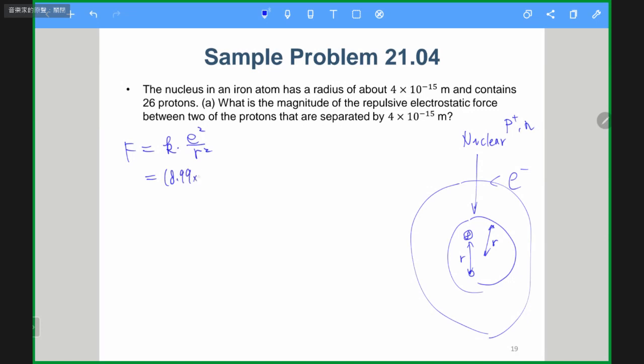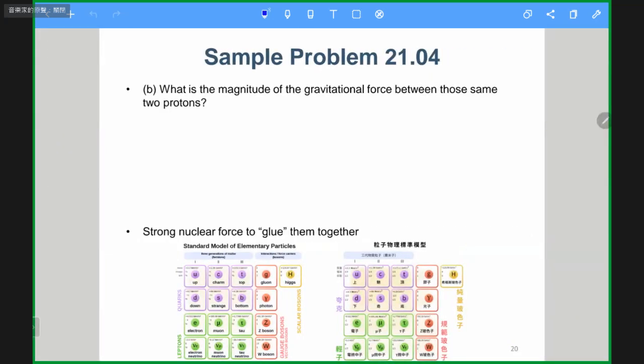So we just plug in all the numbers: 8.99 times 10 to the 9th power, times 1.6 times 10 to minus 19 squared, all over 4 times 10 to minus 15, which is the radius, quantity squared. So this force is quite large, which is 14 Newton. Okay, so this is simple. We just move to the next part.